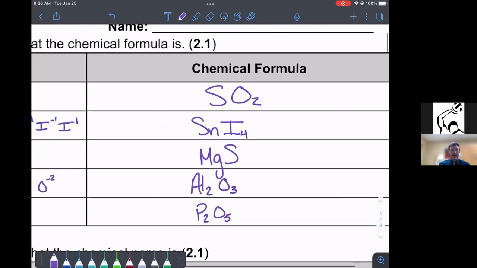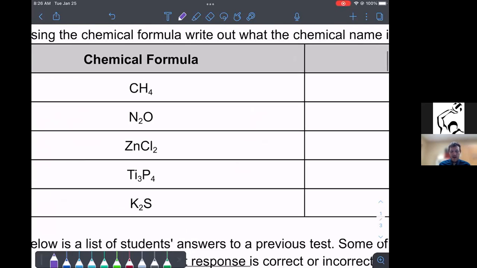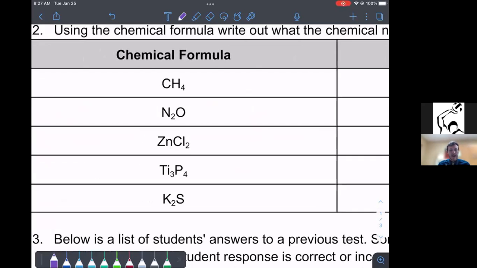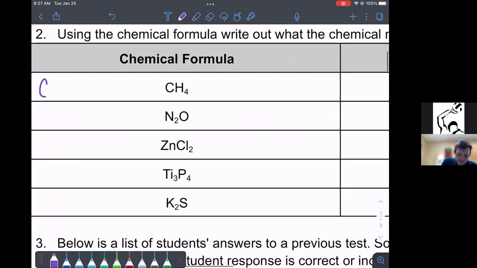All right. The next section, we are identifying the names. So we have to first again identify ionic or covalent. We have carbon and hydrogen. So this is going to be a covalent compound. We have nitrogen and oxygen. So another covalent compound.